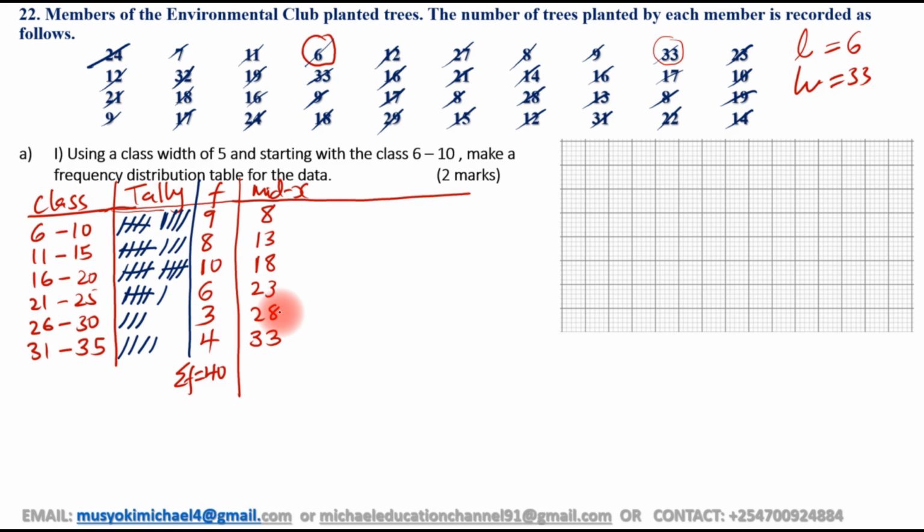So the other information still that we require, because we are going to state the modal class and also estimate the mean. So since we shall have to estimate the mean, we also need to put a column for fx. So 9 times 8, that is 72. 8 times 13, 104. 10 times 18, that is 180. 6 times 23, that is 138. 3 times 28, that is 84. And 4 times 33, that is 132.